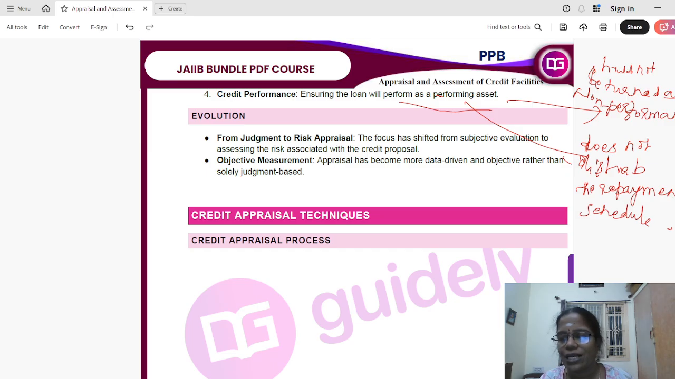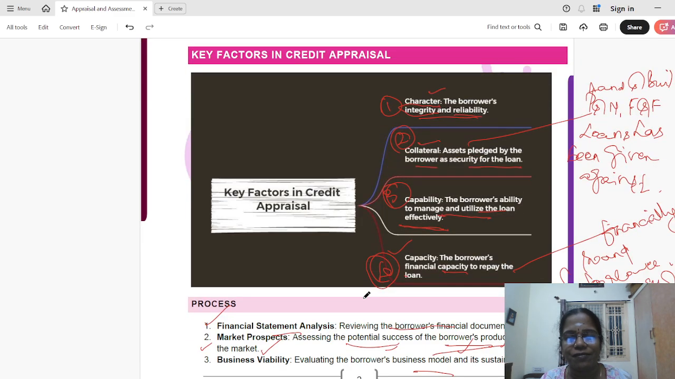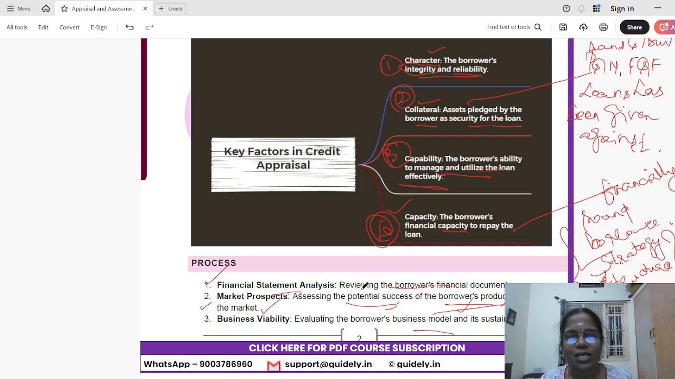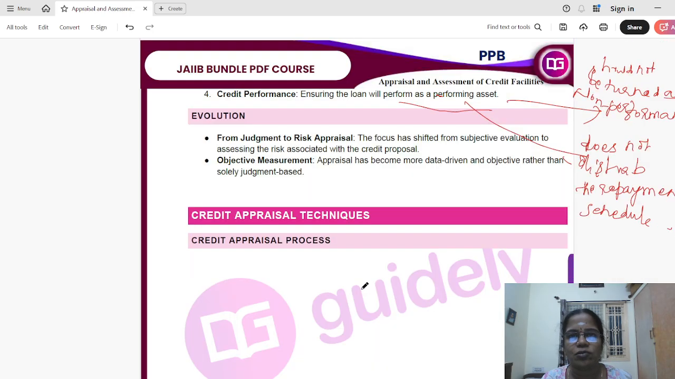When it comes to evaluating creditworthiness, what are the key factors in credit appraisal that we have discussed? One is the financial statement analysis, another is the market prospects and the business viability, and another is the credit performance. Then another one is the evaluation: from judgment to risk appraisal.